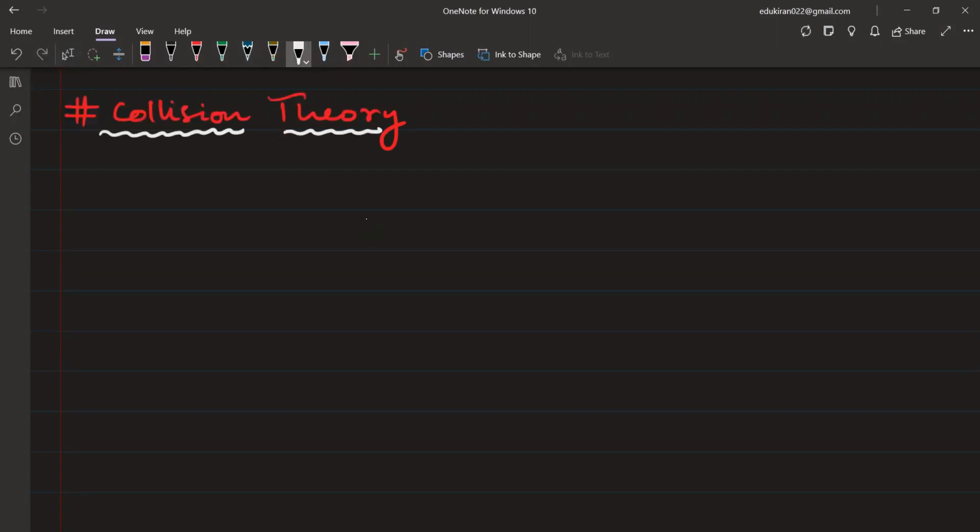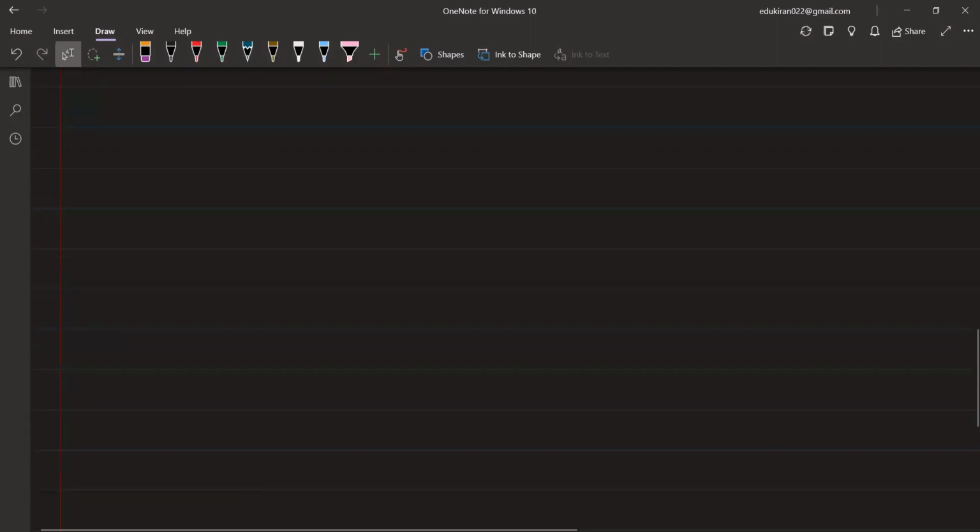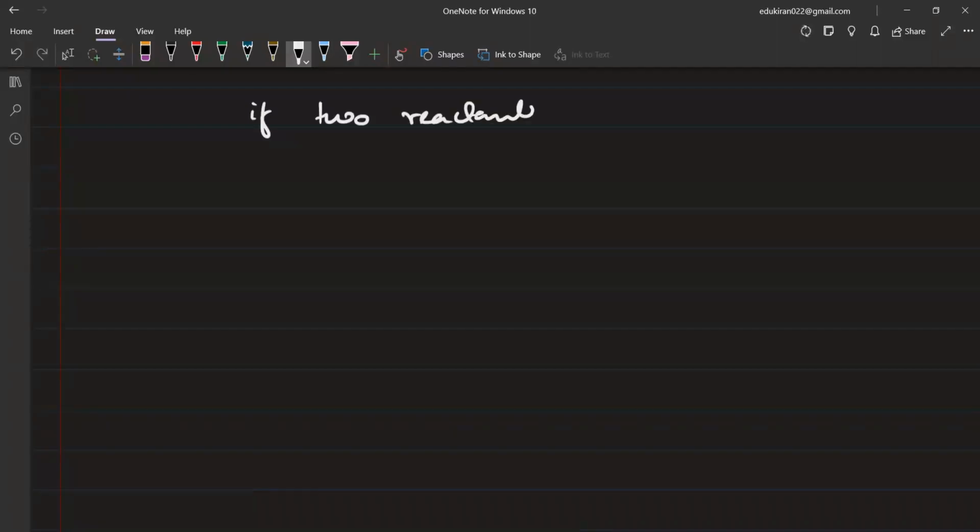Collision theory. Okay, so what is collision theory? Don't write yet, let me just explain this, then we are going to write about the collision theory. Collision theory says that a reaction happens only and only when two molecules collide. So the first condition is that a reaction happens only if two reactants collide.